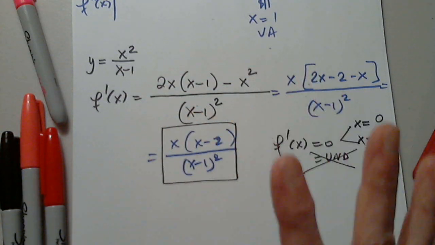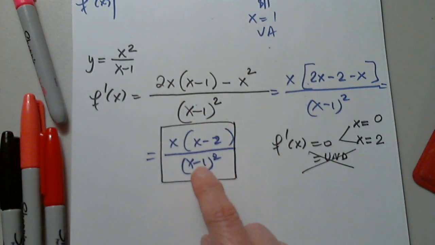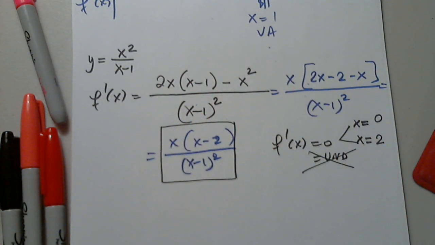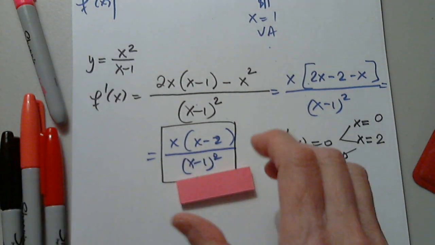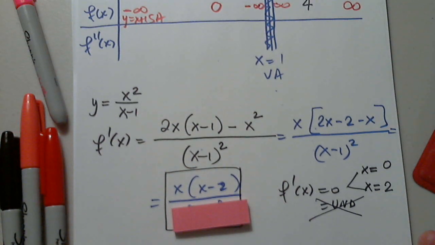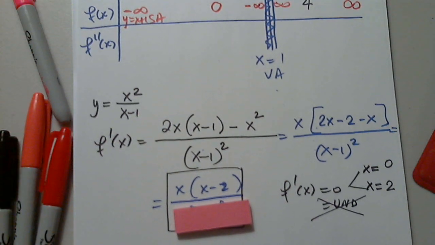Yes. So I have three factors. I have x, x minus 2, and x minus 1 squared. And I'm trying to study the sign of this expression. Which factor will I not waste my time to study the sign of? The denominator. Of course. It's a waste of time because it's always positive. It's not going to make any difference.